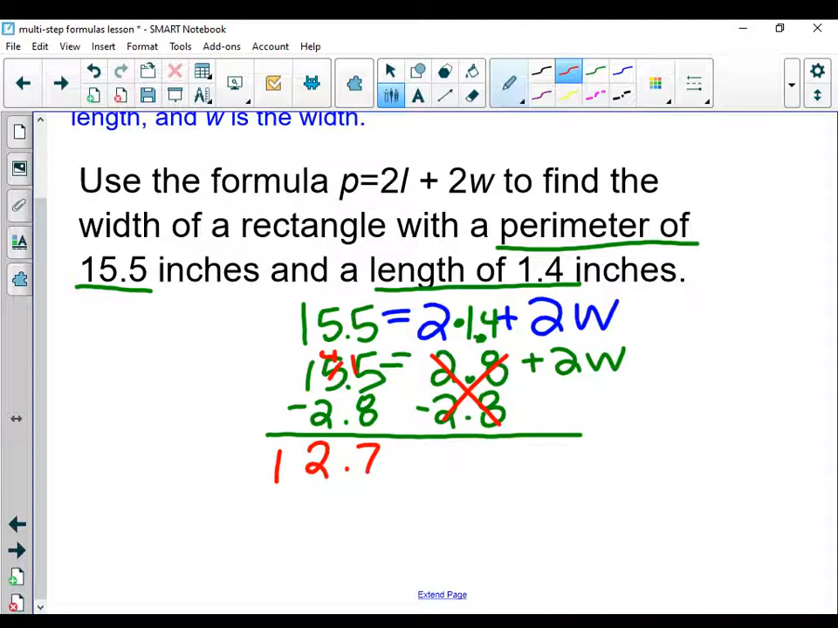12.7, do you have that? Yes. Brandon, you have another hint for us? Divide by 2. Whew, she's good.